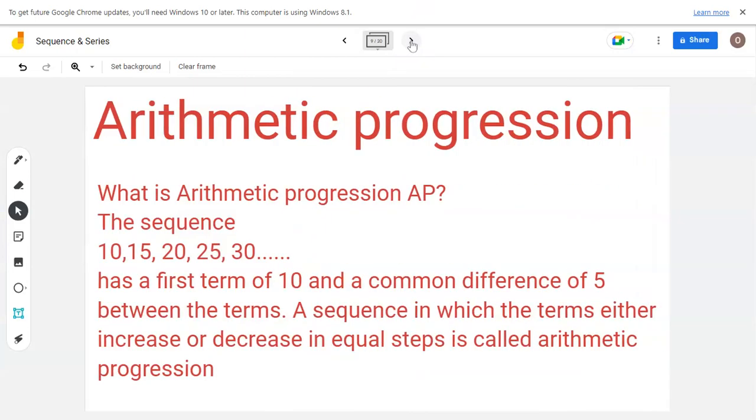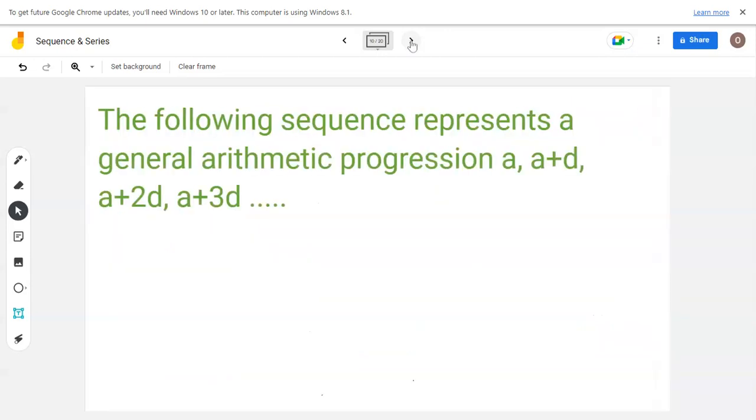Now, arithmetic progression. What is arithmetic progression? That is AP. The sequence 10, 15, 20, 25, 30 has a first term of 10 and a common difference of 5 between the terms. A sequence where the terms either increase or decrease in equal steps is called an arithmetic progression. The following sequence represents the general arithmetic progression: a, a plus d, a plus 2d, a plus 3d.